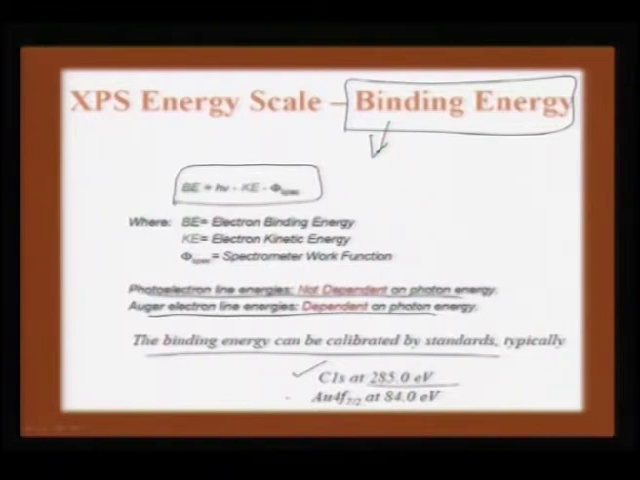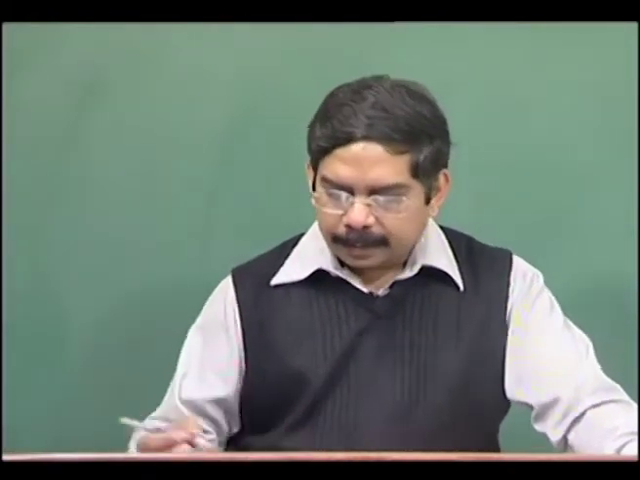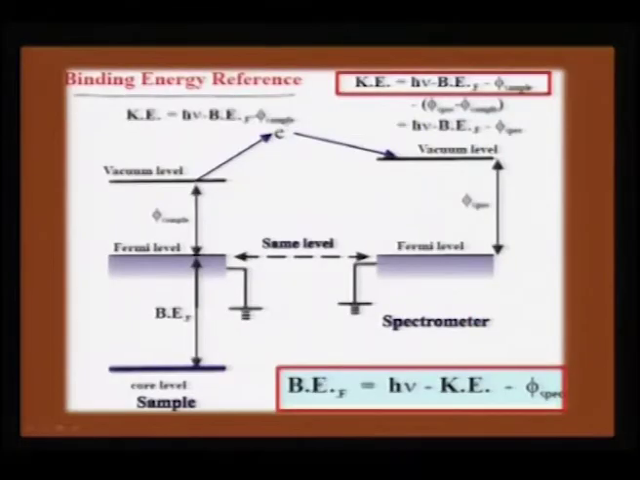And then we also have gold 4f 7/2, which appears at 84 eV, as a reference point. If these binding energies are differing by 1 electron volt or 2 electron volt, then we need to use this as a correction factor when we are analyzing our sample. So, that is the way we do it. The two things that we saw are the binding energy reference and the kinetic energy reference.